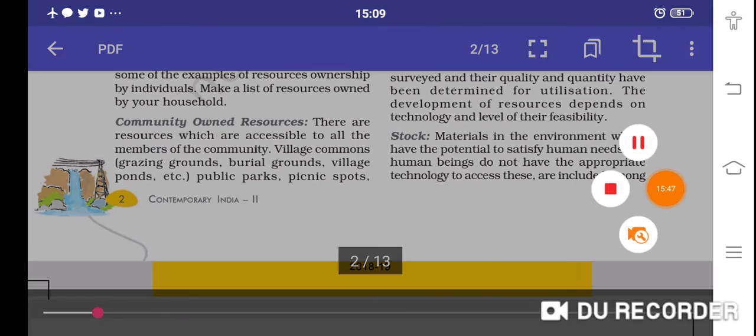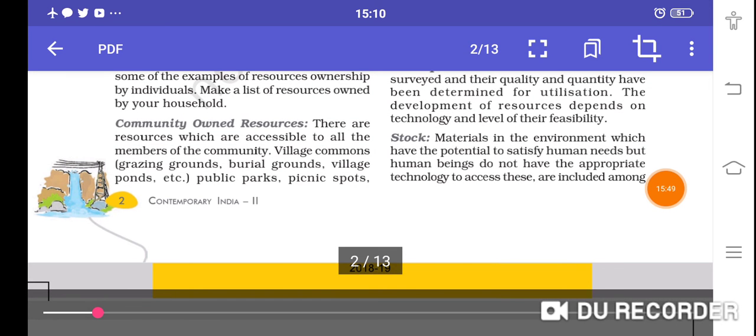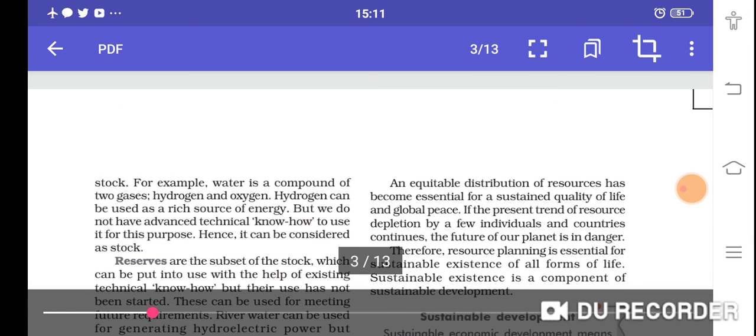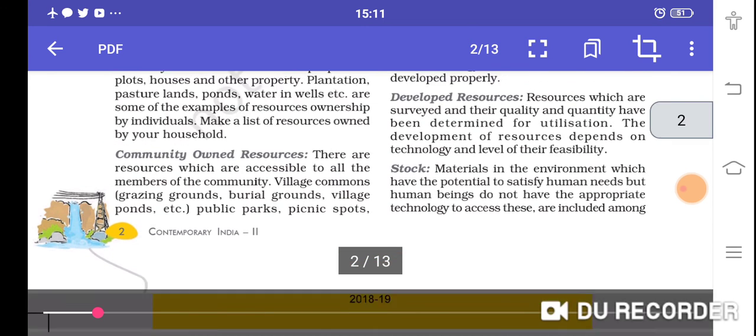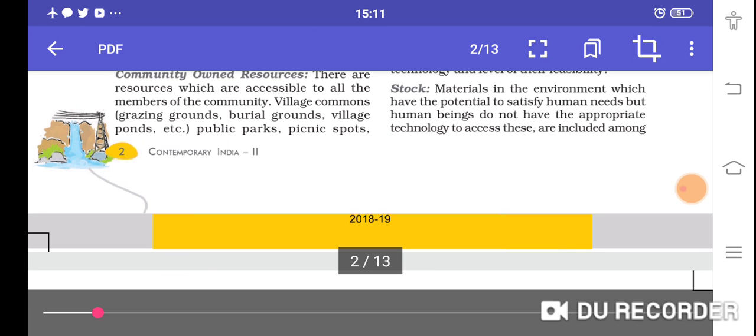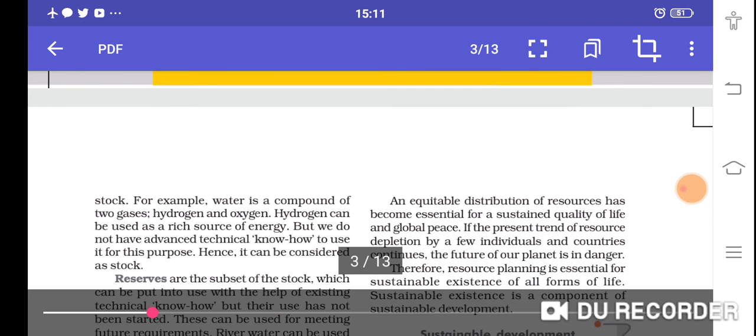Stock. Let me see what stock of resources is. It is the amount of the resources available for use, materials in the environment which have the potential to satisfy human needs, but human beings do not have the appropriate technology to access them, and these are included among stock. Means stock is a type of resources which have the ability to satisfy human demands, but due to the lack of technology we do not have access to these resources. This type of resources is called stock resources.